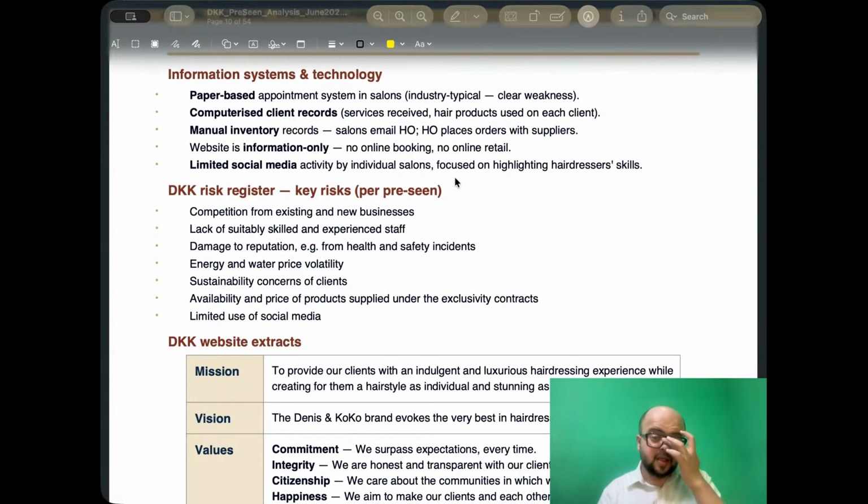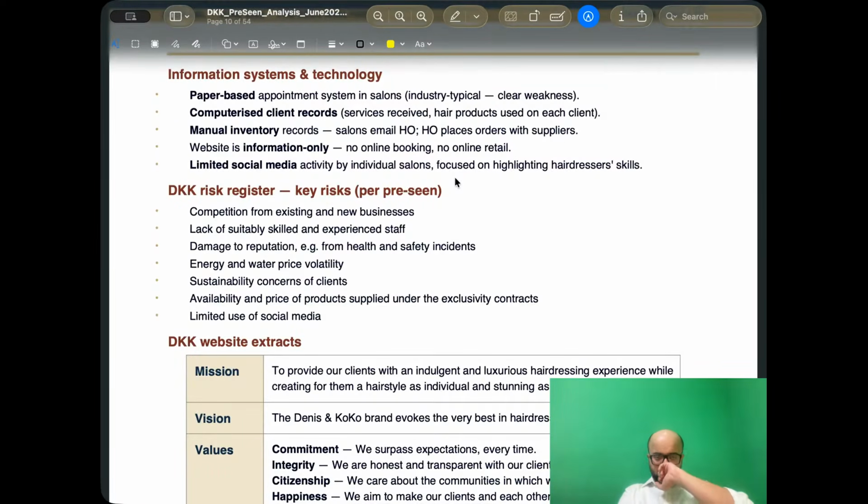Then sustainability concerns of clients, with more and more customers becoming environmentally conscious and aware of their rights and overall expectations, we might face challenges later in terms of disposal of waste, and in other sustainability areas also. Then availability and price of products supplied under the exclusivity contracts, you might end up with a lot of financial risk or legal and litigation risk here. We'll be discussing this point separately in the risk analysis part.